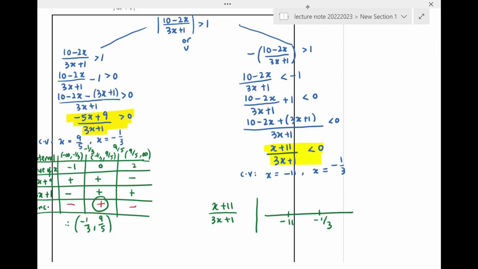And then a number between negative 11 and negative 1 over 3, maybe negative 10. And then the one greater than negative 1 over 3, maybe we take 0. Just choose any value, simple values. Okay, simple values. So I said just now, maybe this one we take negative 12. Here we take negative 10. And here we take 0.